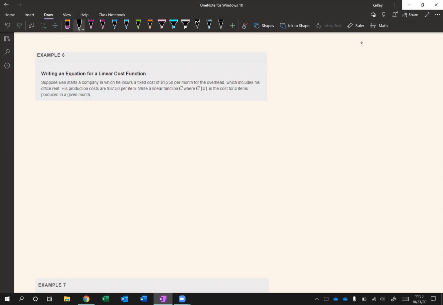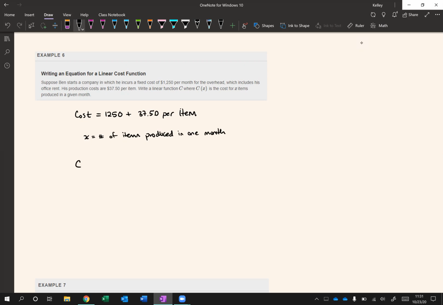So our total cost is going to equal $12.50 plus $37.50 per item, right? And this is kind of just our rough draft, right? This is our cost. So let's let X equal the number of items that Ben produces in 1 month, because we're creating a function that determines his monthly cost.